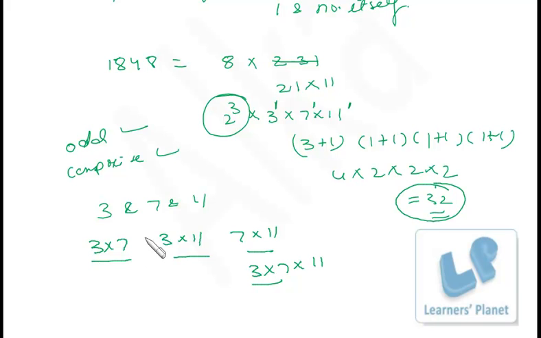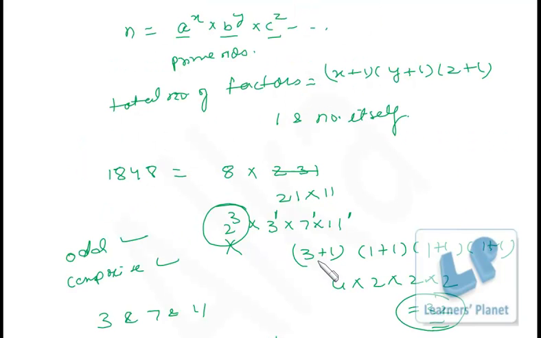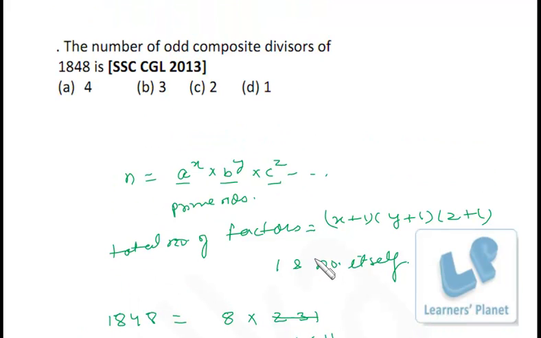Okay, so we eliminated 2. All the numbers which are multiplied by 2 cannot be odd and composite. So that's eliminated. From 3, 7 and 11 we got these 4 combinations which are odd as well as composite. So what is your answer? The number of odd composite divisors or odd composite factors is 4.